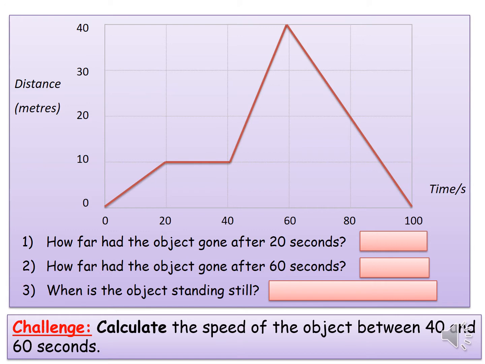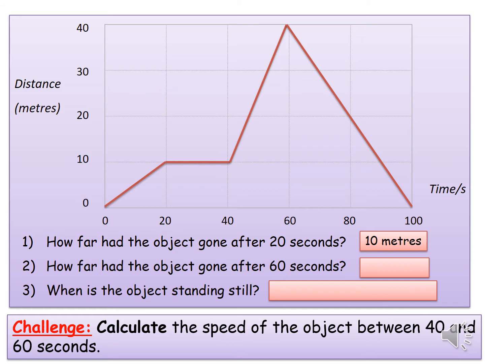So what you need to do is look on the distance time graph, go to the time axis and go across 20 seconds and then go up until you meet the line. And we can see that the object has moved 10 meters simply by going across the x-axis and then up the y-axis.